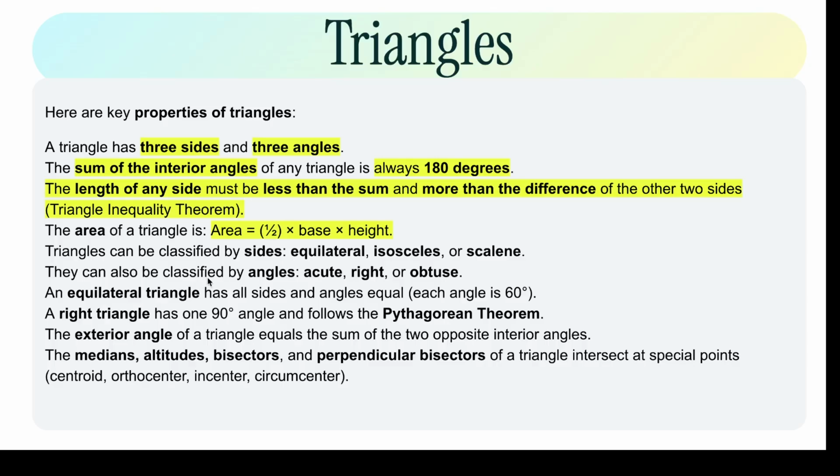Triangles can also be classified by angles: acute, right, or obtuse. An equilateral triangle, for example, has all sides and angles equal. Each angle is 60 degrees. The exterior angle of a triangle equals the sum of the two opposite interior angles. These are some of the most important properties of triangles.